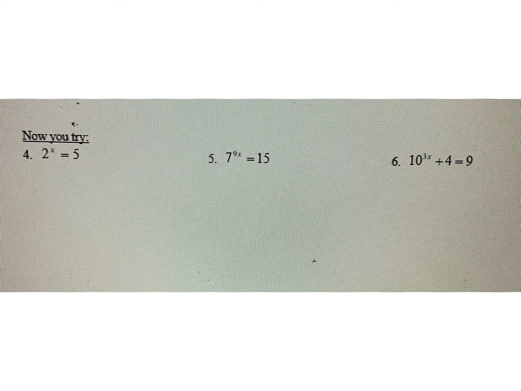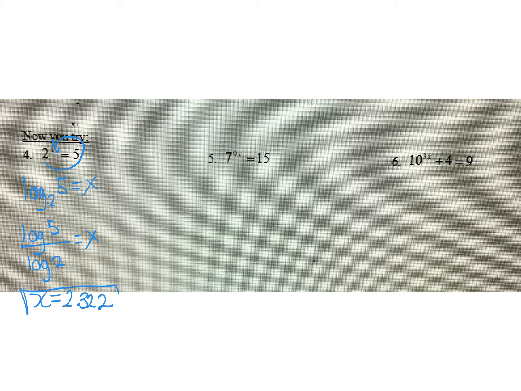Okay, so now we're going to try. Let's start at the beginning. The form we're in for number 4 right here is not helpful, so I'm going to make that swoosh. I'm going to convert, so it's going to be log base 2 of 5 equals x. So log 5 over log 2 should equal x. A good rule of thumb is to round to 3 decimal places unless you were told otherwise. So let's round to 3 decimal places. Once you put that in the calculator, you should get x is about 2.322.